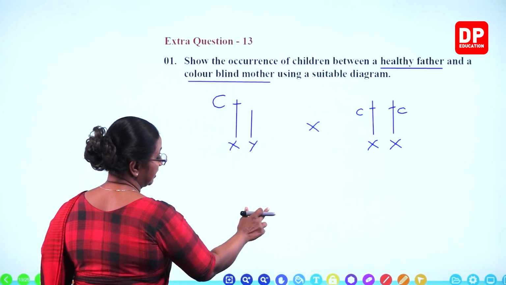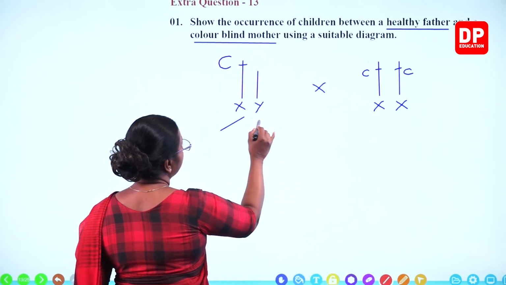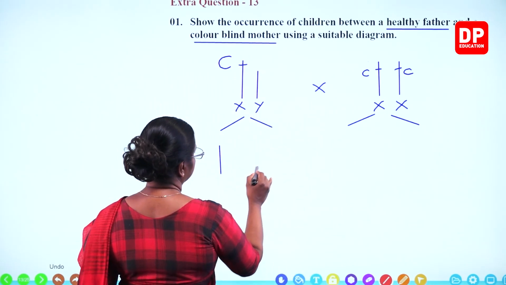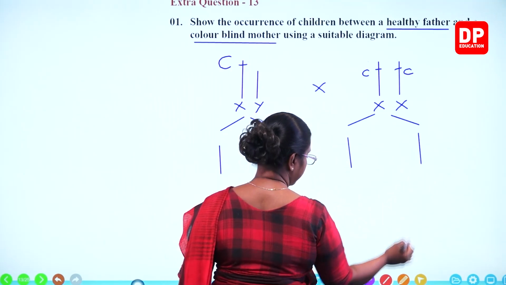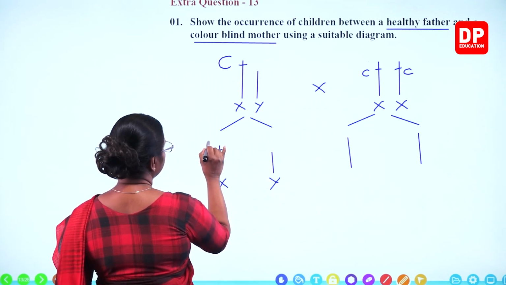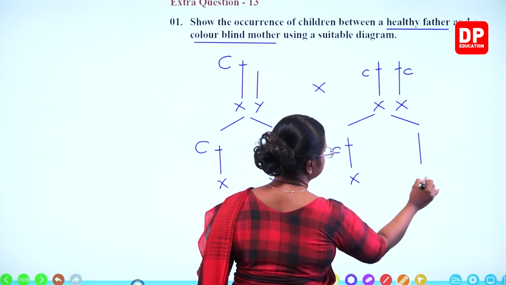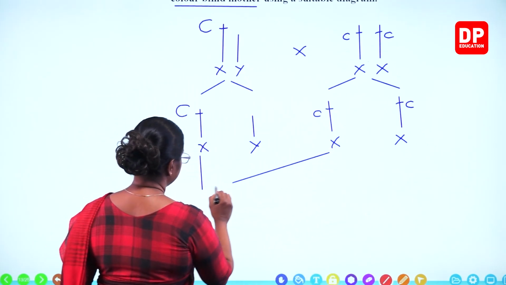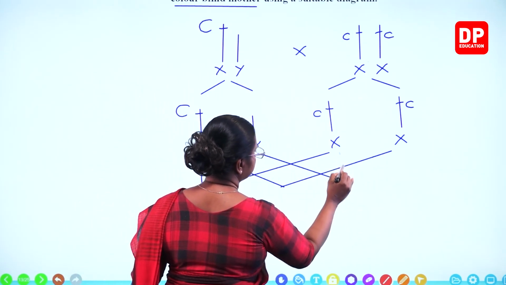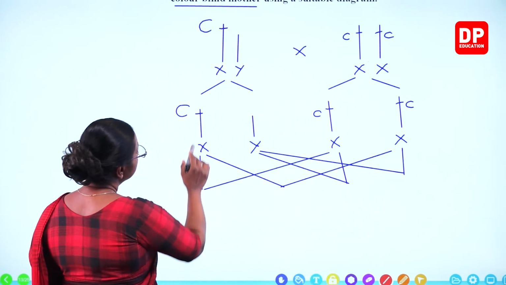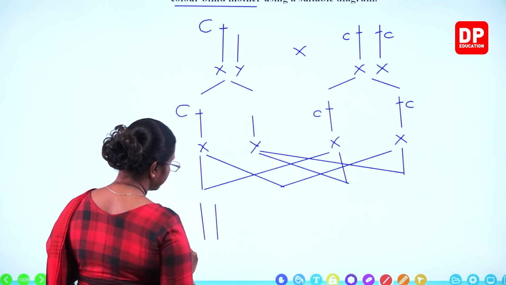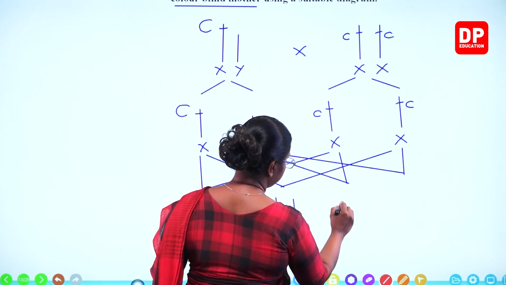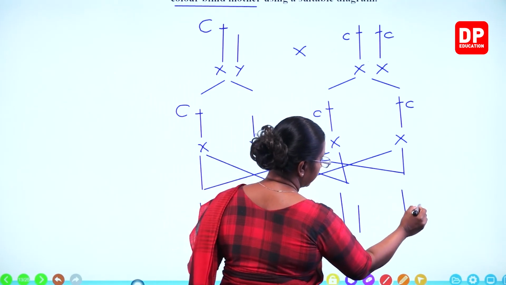So from this we get the gametes. X and Y. These are both X and X. X, Y. Here it is capital C, simple C, simple C. So when they combine, X chromosome combines with X chromosome, then X chromosome with X chromosome, Y and X, so X and Y, and Y and X, that is also X and Y.